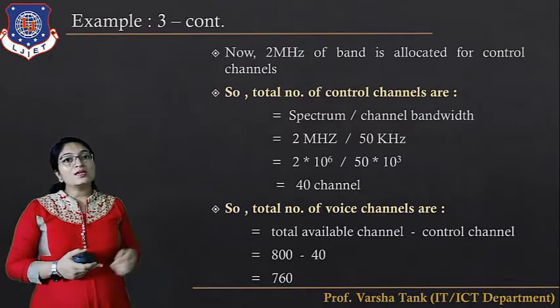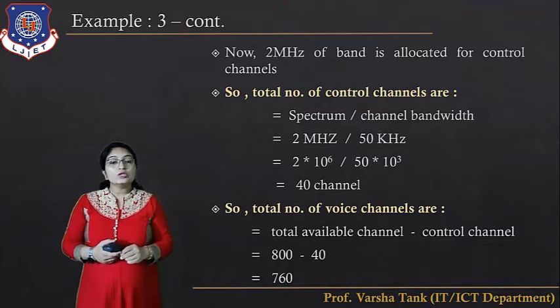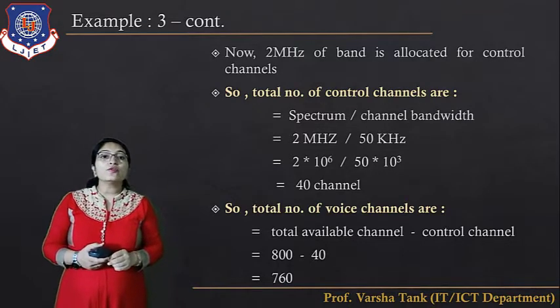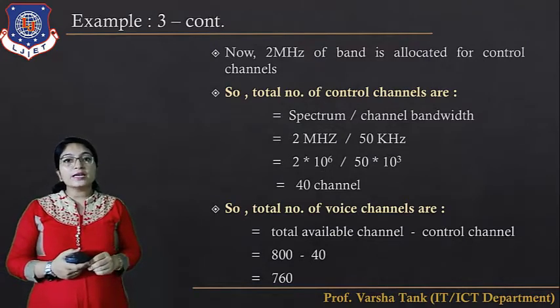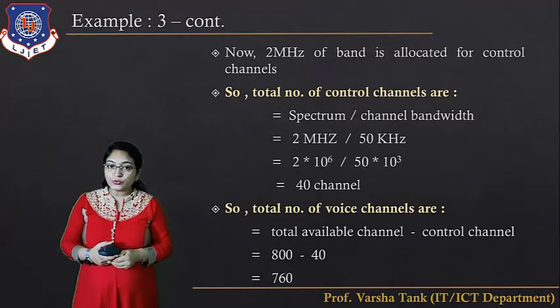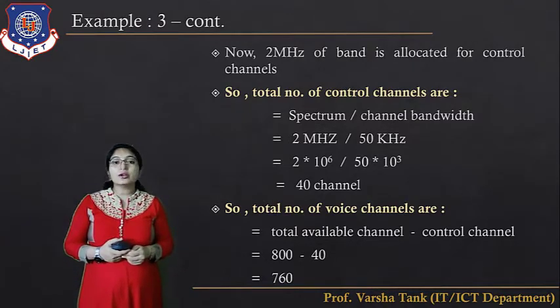Now 2 megahertz of band is allocated for the control channel that is given in the example. So how can we define the total number of control channels? To find out the total number of control channels, 2 megahertz spectrum is given to you. So spectrum divided by channel bandwidth, and you will find out the control channels.